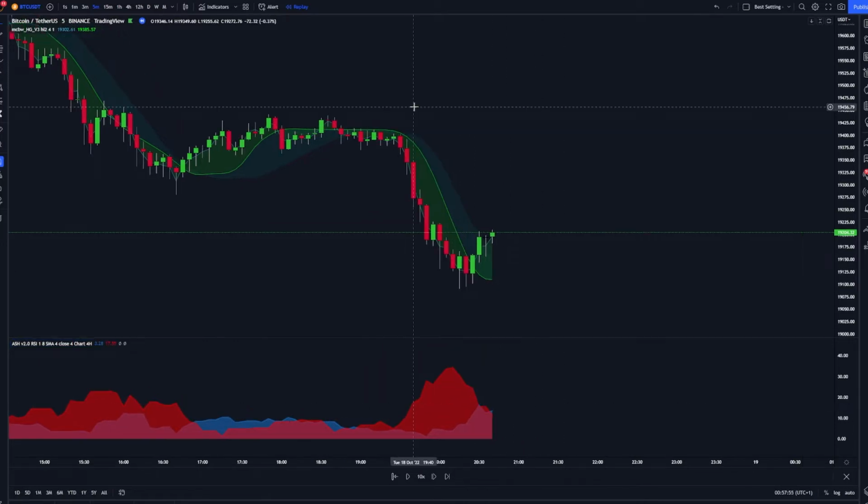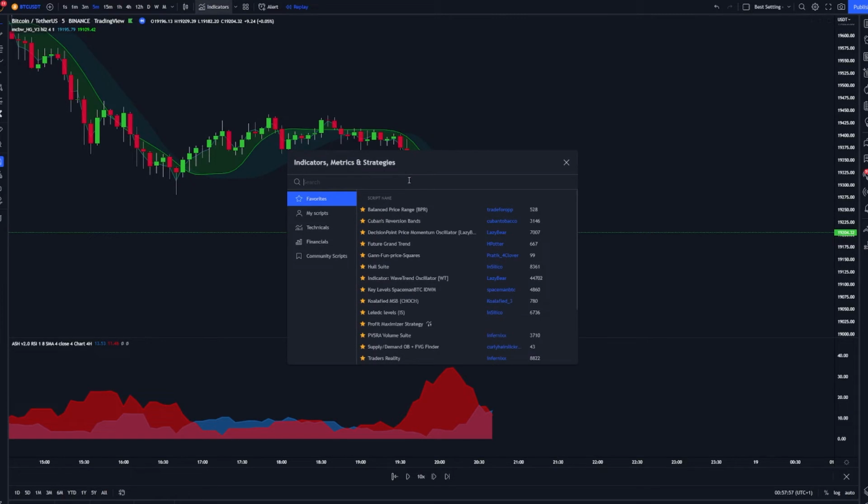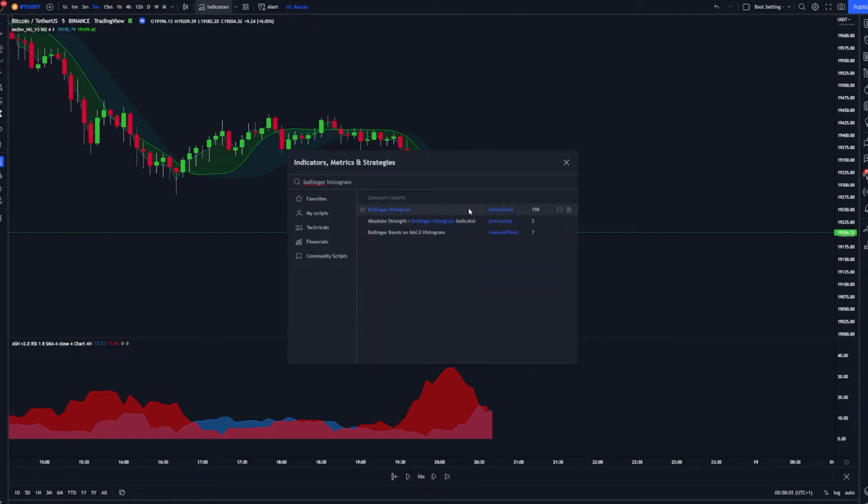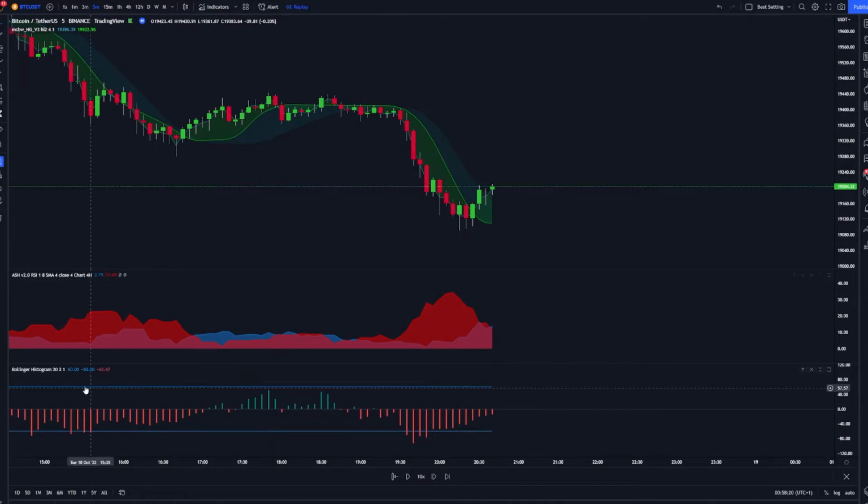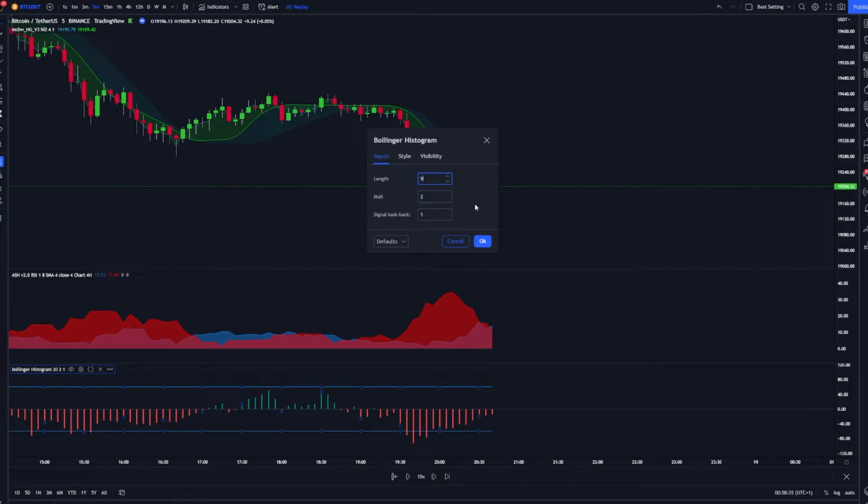Now lastly, let's add our final indicator to this strategy, and that's going to be called the Bollinger Histogram. This one right here by Raphael Zoni. Let's also access the settings of this indicator, and all you want to do is change the length from 20 to 9, and that's it.